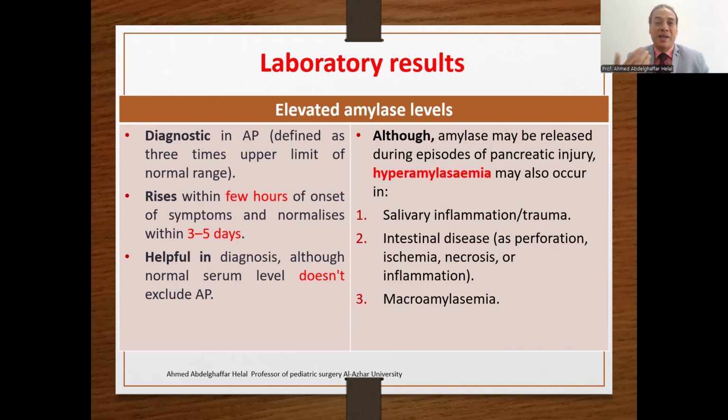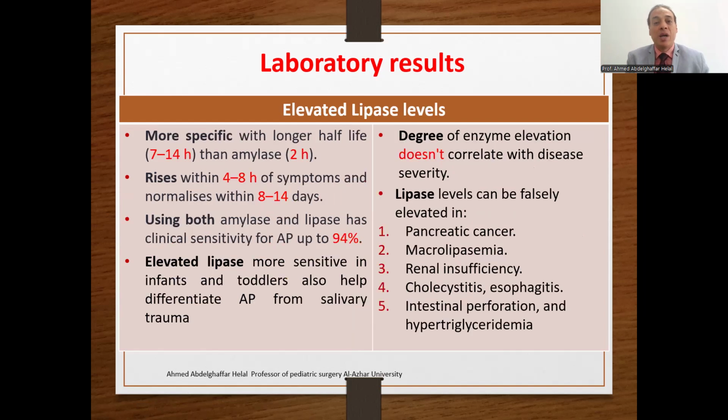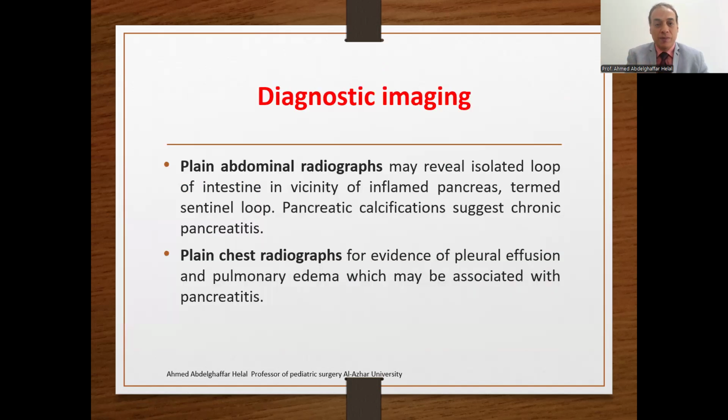Hyperamylasemia may be present in salivary inflammation or trauma. Some intestinal diseases with perforation, ischemia, or necrosis may result in elevated amylase. On the other hand, lipase is more specific for infants and children. It rises within 4 to 8 hours of symptoms, and the diagnosis reaches very high sensitivity for acute pancreatitis. However, don't miss the other causes of elevated lipase, which may be elevated in pancreatic cancer, renal insufficiency, cholecystitis, and intestinal perforation.